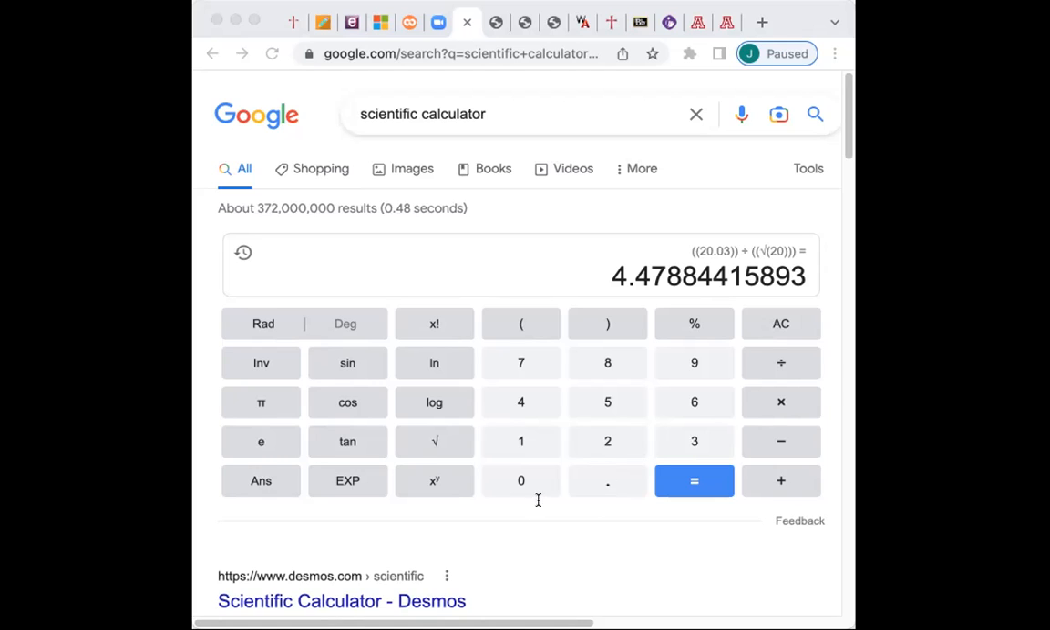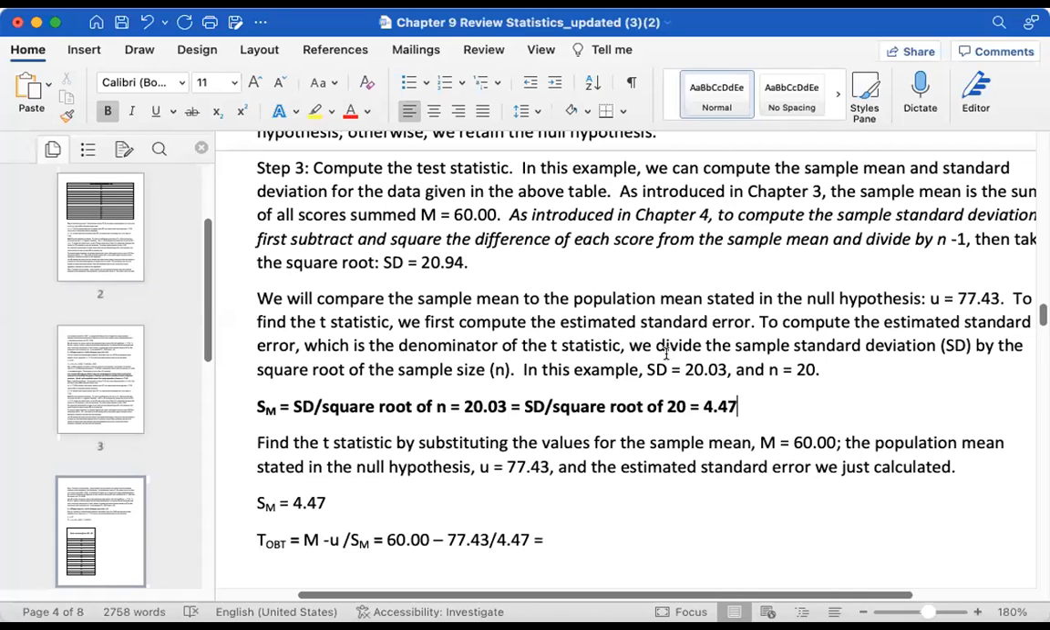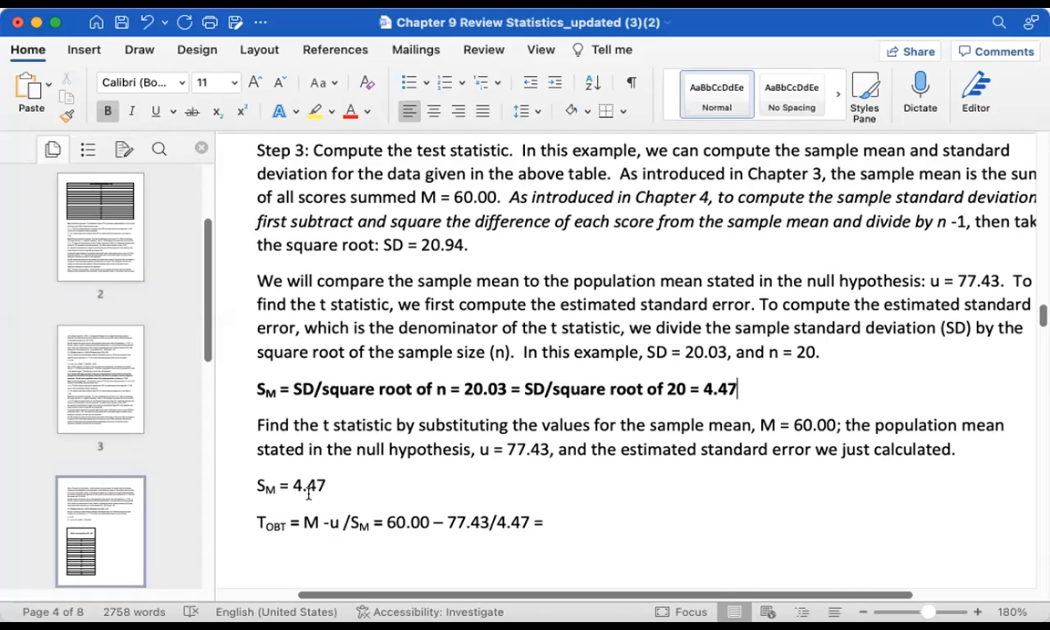Can I go back to where you were at? Oh, no, on the worksheet. Sorry. So 20.03 divided by the square root of 20 is 4.47, or 4.48 if we were rounding. All I did was move this down here as standard error. And then the t obtained value is the sample mean minus the population mean. So 60 minus 77.43 divided by 4.47.